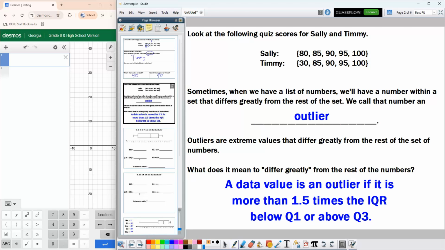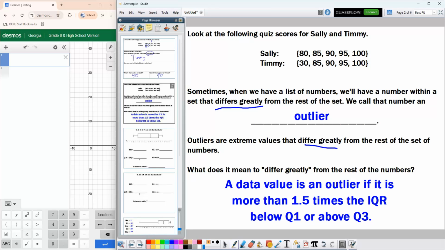Sometimes when we have a list of numbers, we'll have a number within a set that differs greatly from the rest of the set, and we call that number an outlier. Outliers are extreme values that differ greatly, there it is again, from the rest of the set of numbers. What does it mean to differ greatly from the rest of the numbers?